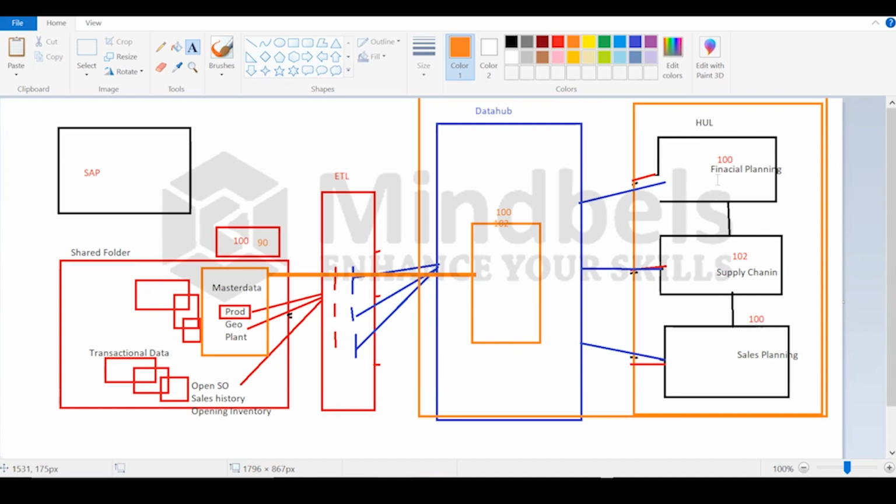But you might ask a question: if you create an additional model, then our workspace size will increase, right? The same product data which we have in the shared folder, we store in this data hub model, and the same data we transform into the different spoke models. So by creating this data hub model, we can increase our workspace size. Agree with me?